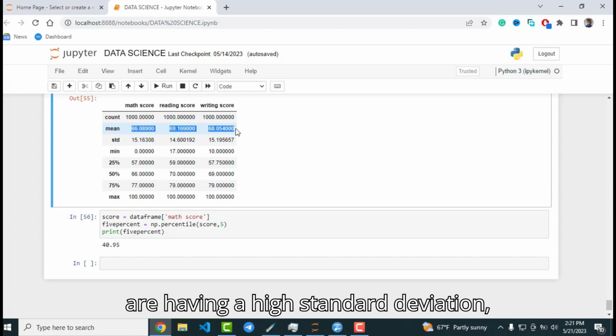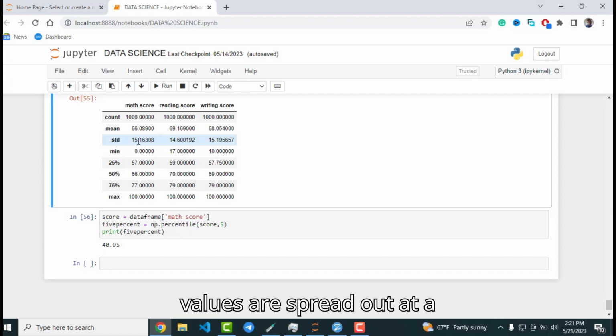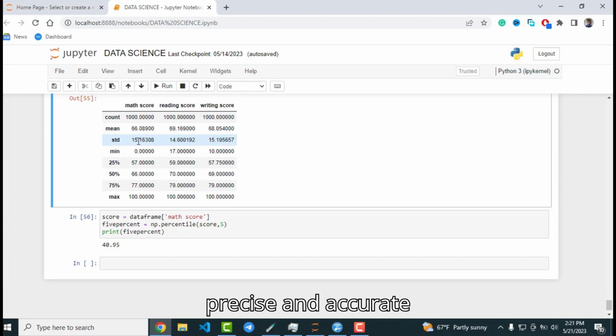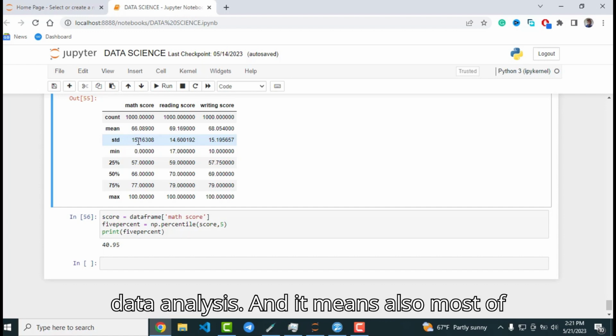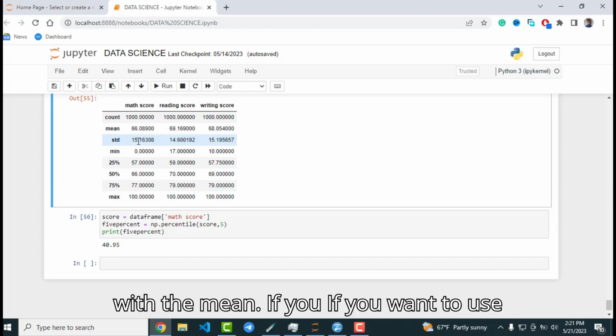If you have a high standard deviation, it means that the values are spread out over a wider range, and it is difficult to come up with a precise and accurate data analysis. It also means most of the values are not even close to the mean.